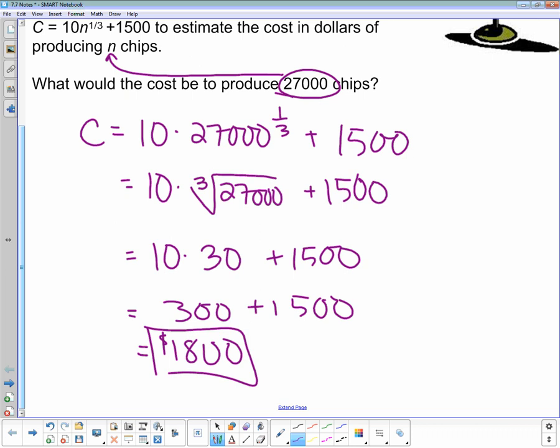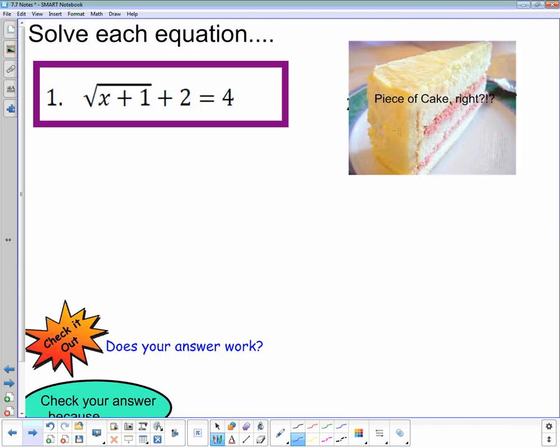Okay, so again, I'm just using the principles of simplifying and solving that I've always used, but now I have some radical expressions in them. So let's take a look at some examples together. Number one, I have the square root of x plus 1 plus 2, which is equal to 4. I'm trying to solve for x there.